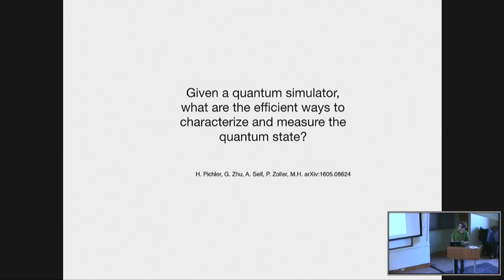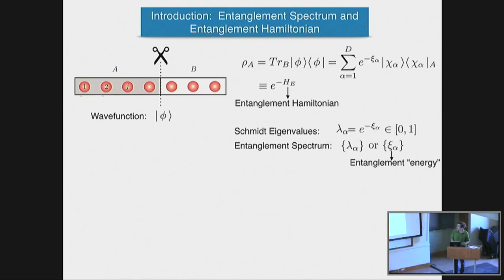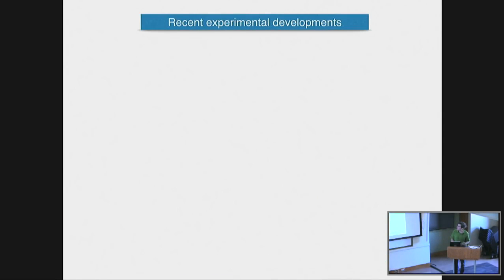So the big question was, what's the efficient way to characterize and measure a many-body system? And one of these characterizations is entanglement spectrum. Hope many of you are familiar with entanglement spectrum. So we cut the system in two. We look at the density matrix. The density matrix can be diagonalized, and we can write it in this way. And this is the entanglement Hamiltonian. The question we asked was, can we actually measure the spectrum of this Hamiltonian? It's a spectrum, so we should do the same thing that we do for a normal spectrum.